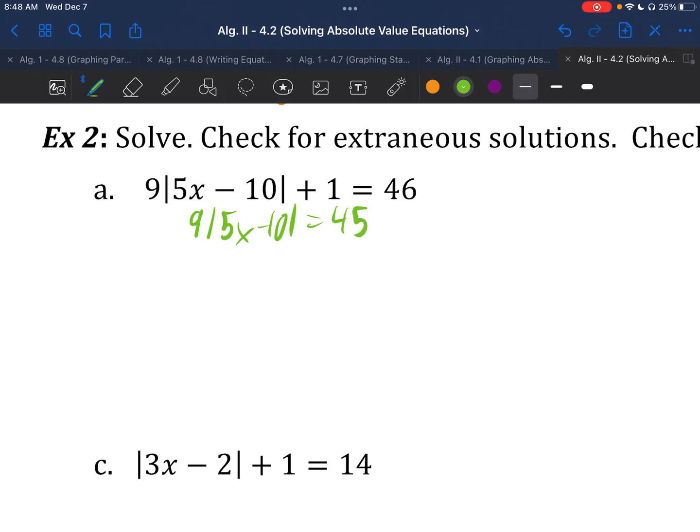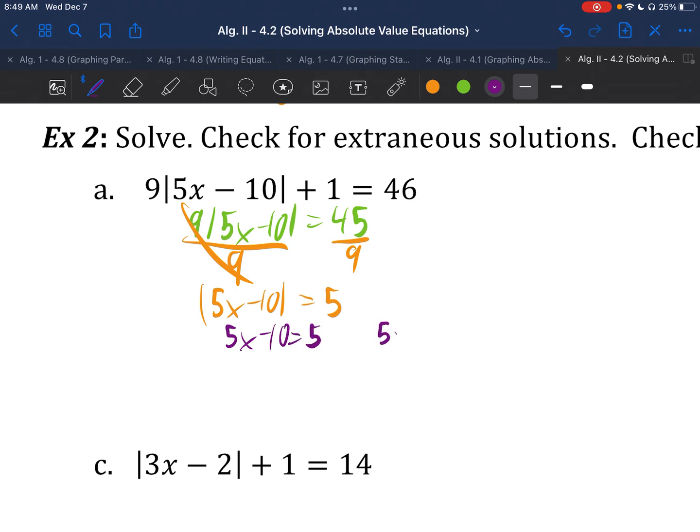So we'll have 9 times the absolute value of 5x minus 10 equals 45. Now we divide both sides by 9, and we get the absolute value of 5x minus 10 is equal to 5. Now the absolute value part is by itself, so we make two equations. 5x minus 10 equals 5, and 5x minus 10 equals negative 5.